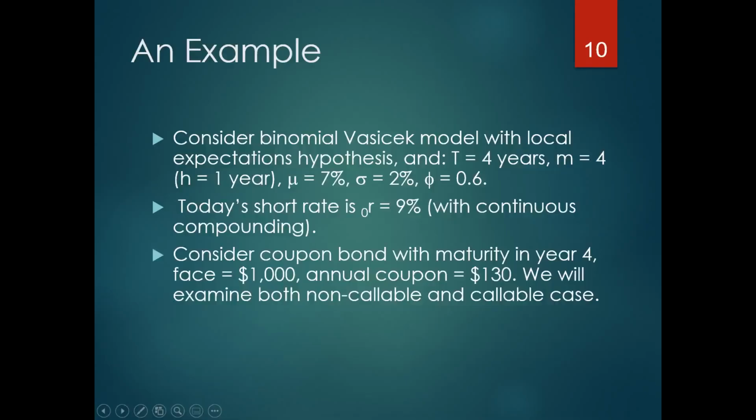So let's consider an example to further understand how this works. We're going to have a binomial Vasicek model with local expectation hypothesis. T is equal to 4 years, M is equal to 4, mu 7%, sigma 2%, the mean reversion parameter 0.6. We start with a short rate of 9% in continuous compounding, and a coupon bond with maturity in year 4. The face value is $1,000, and the annual coupon is $130.